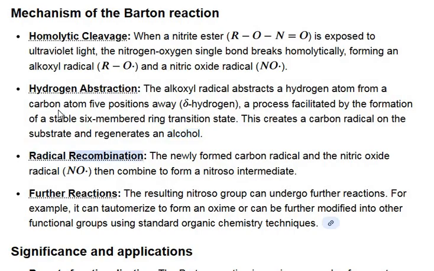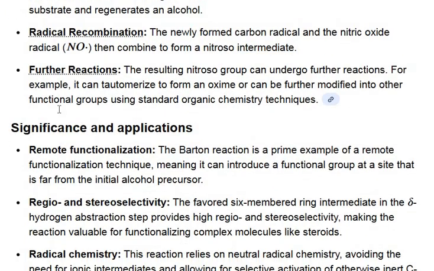3. Radical recombination. The newly formed carbon radical and the nitric oxide radical then combine to form a nitroso intermediate. And 4. Further reactions. The resulting nitroso group can undergo further reactions. For example, it can tautomerize to form an oxime or can be further modified into other functional groups using standard organic chemistry techniques.